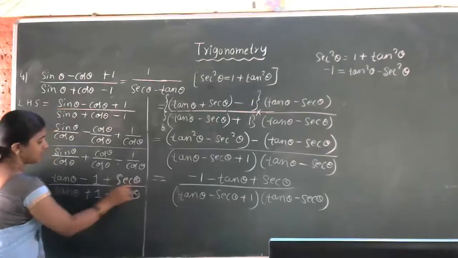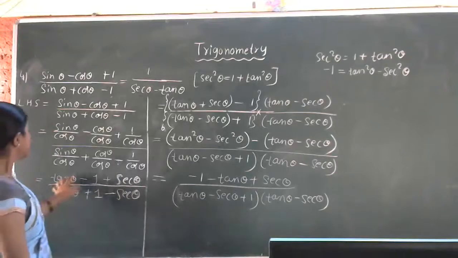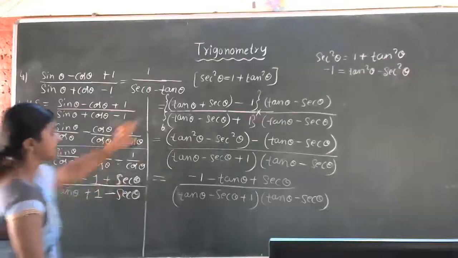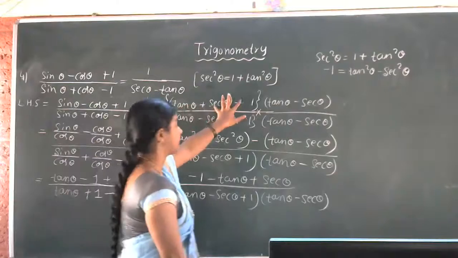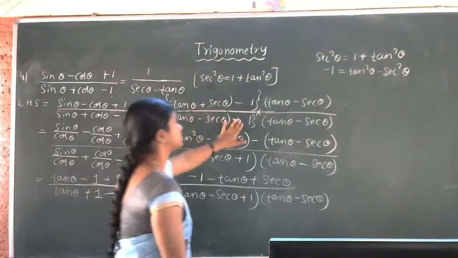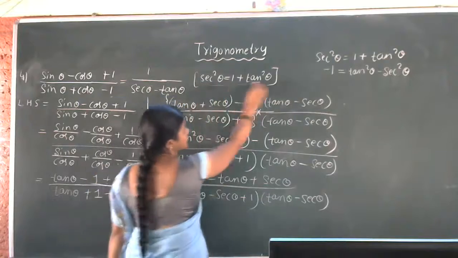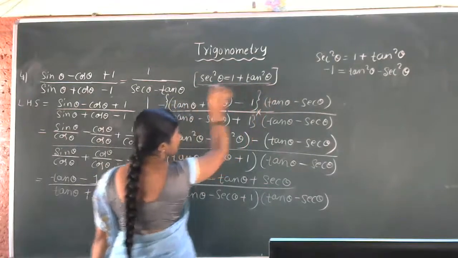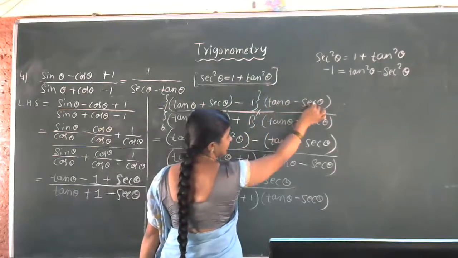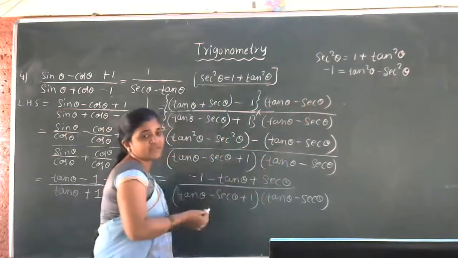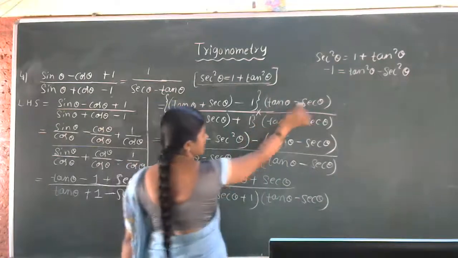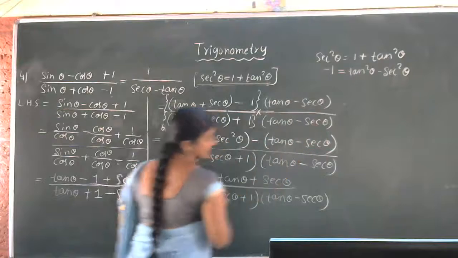Is that clear up to this step? So next, we have to change the place: tan theta plus secant theta minus 1, like this we have to do, then divided by tan theta minus secant theta plus 1. So to use this identity, we have to multiply both numerator and denominator by tan theta minus secant theta. So tan theta minus secant theta, then tan theta minus secant theta.